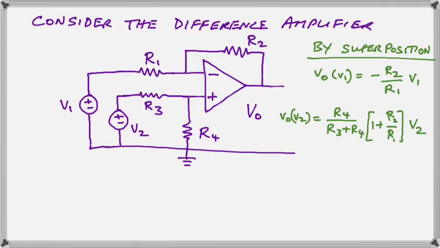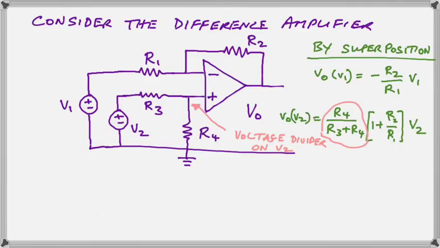This time we ground V1 so that the negative input of the op-amp is connected to ground through R1, and we apply V2 through a voltage divider into the positive input of the op-amp.